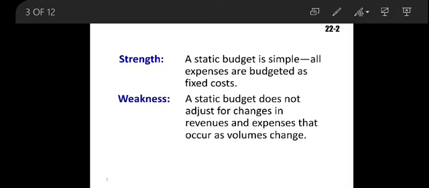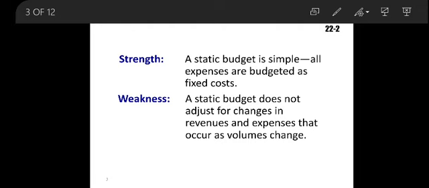So what do you think? Is there anything good about the static budget? There is something good. First, the strength of a static budget is that it is simple. All expenses are budgeted as fixed costs. But there is one weakness. A static budget does not adjust for changes in revenues and expenses that occur as volumes change.